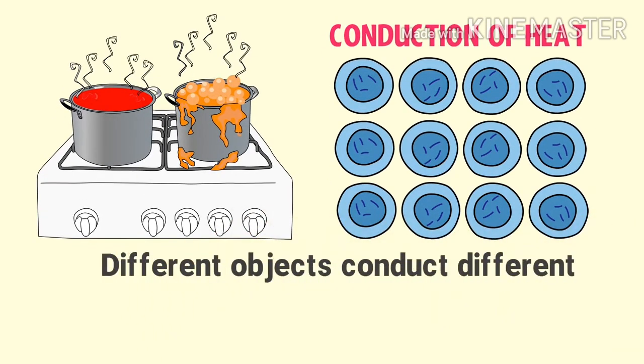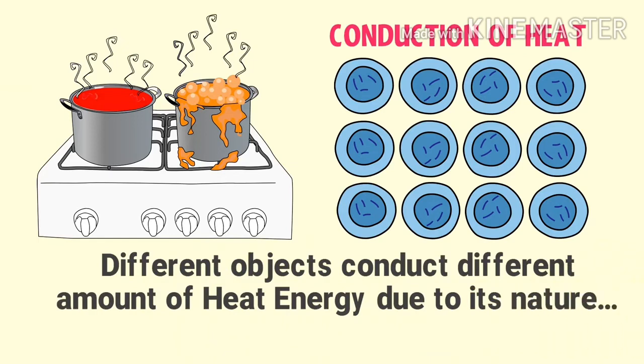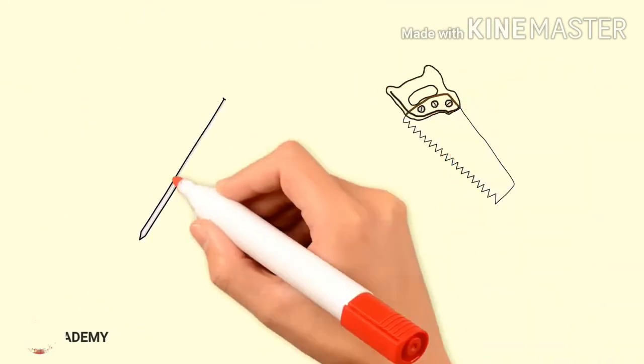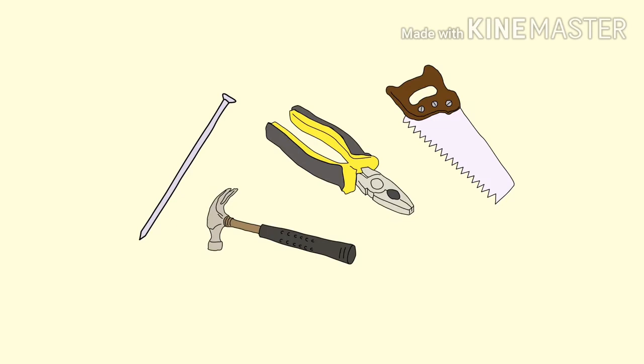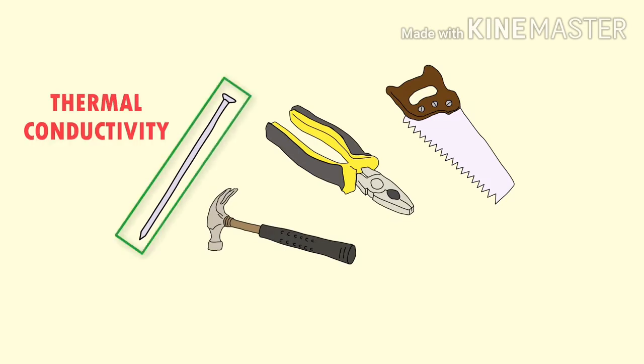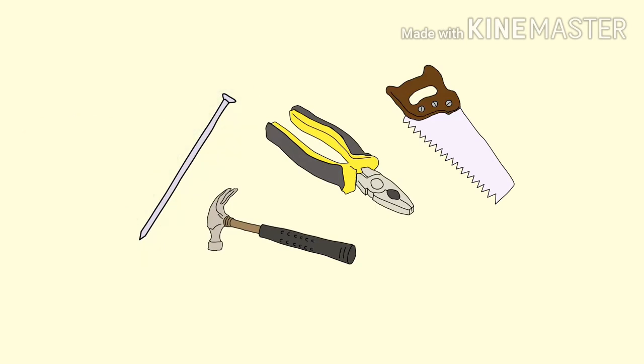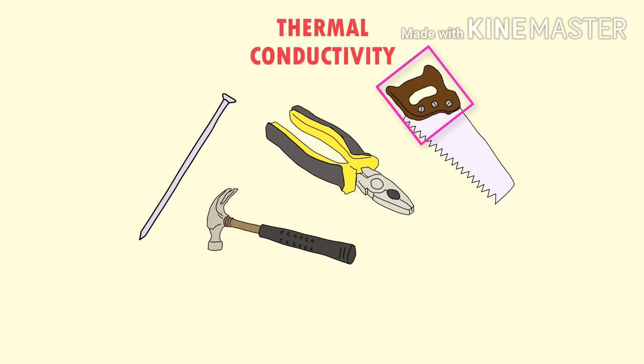Remember that different objects conduct different amounts of heat energy due to the nature of the material they are made up of. Let's consider these objects. This object is made up of iron, so its thermal conductivity would be large, while the handle of this object is made up of plastic or wood, and plastic and wood are insulators. Hence, thermal conductivity or heat conduction would be minimum in them.